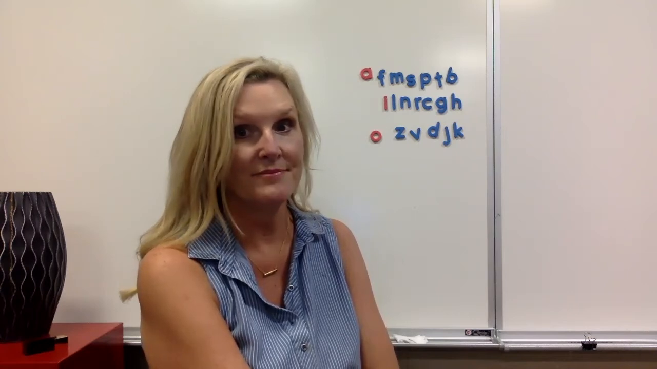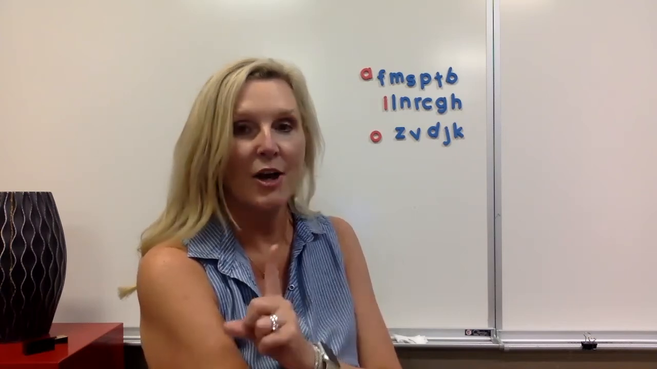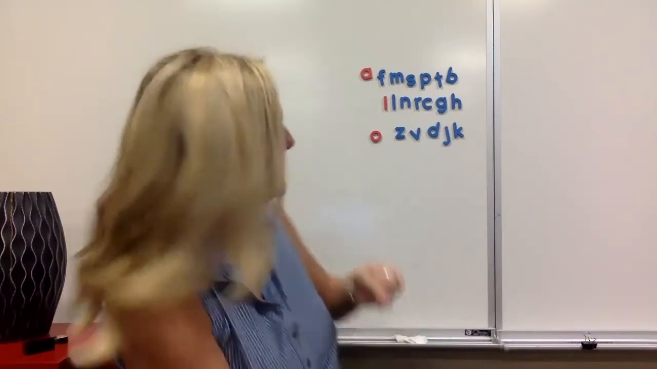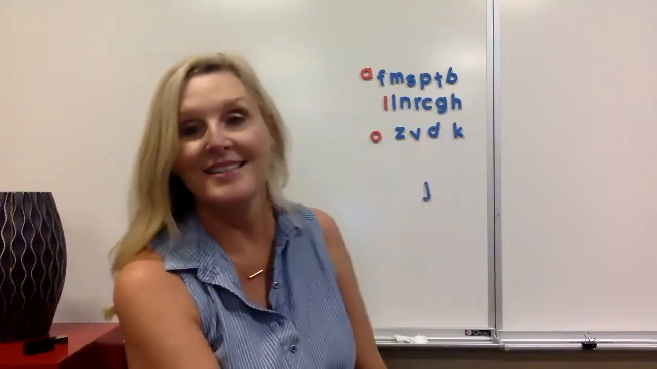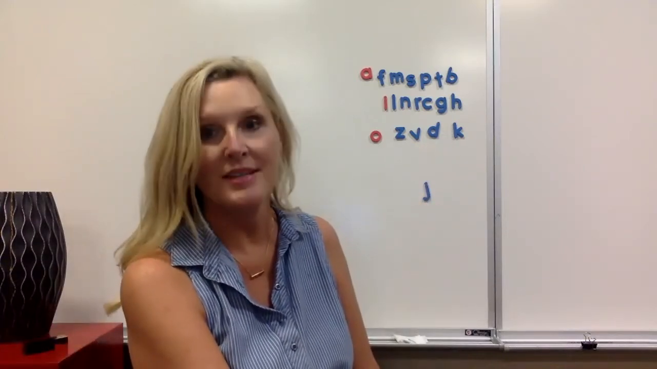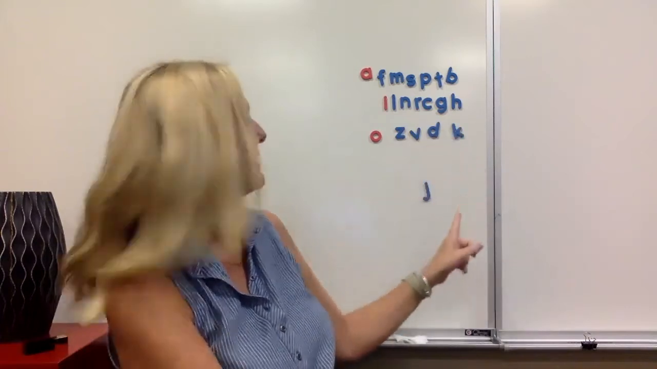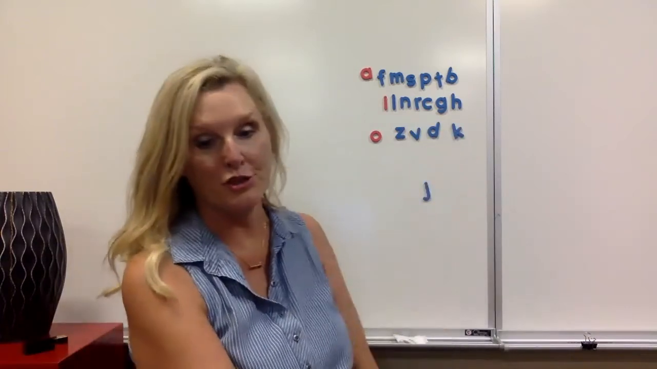Check it. Help me do it. JID. J-id. What letter says J? J, like jump. Yes. Letter J says J, J, like jump. Not letter G. G says G, G, like gate. J says J, J, like jump.